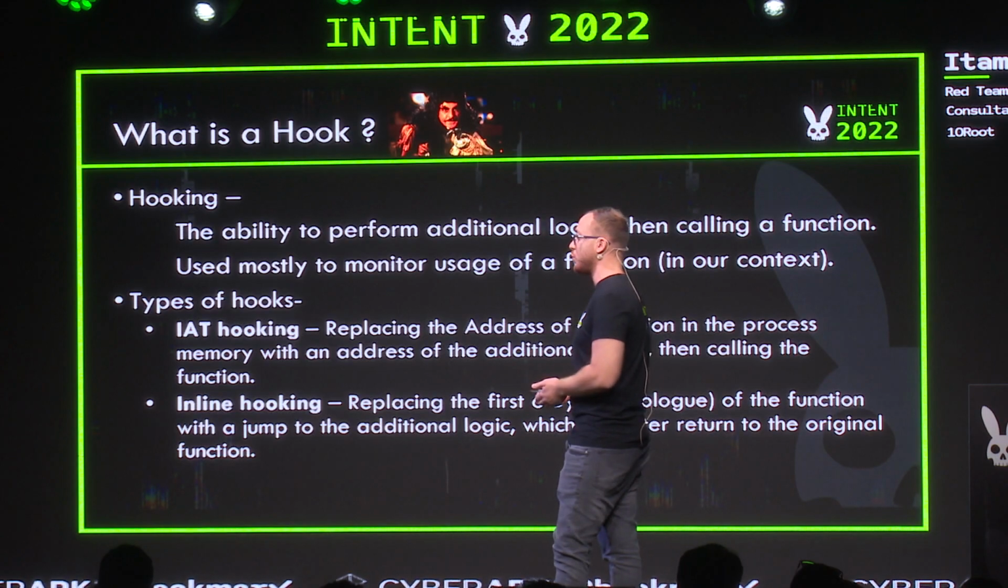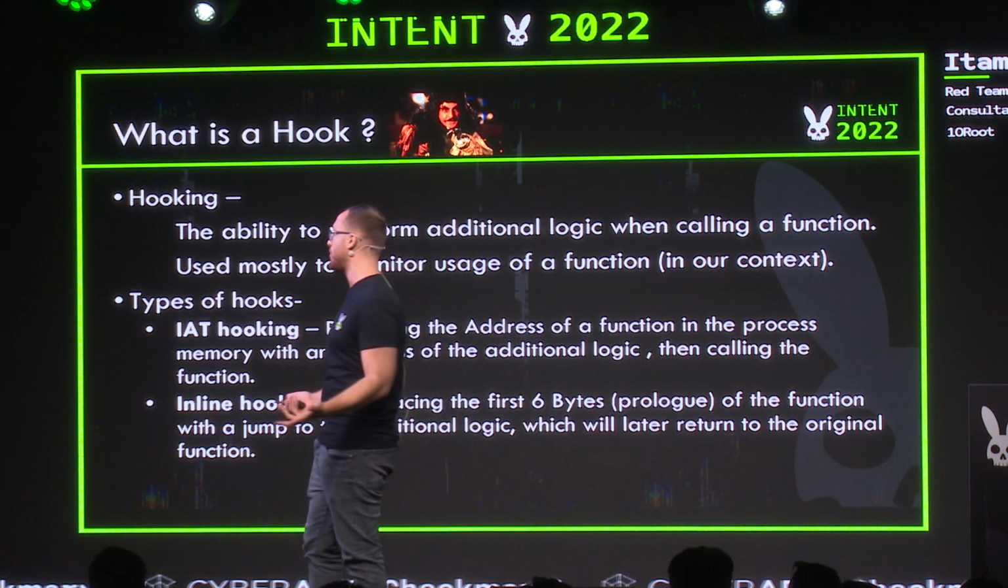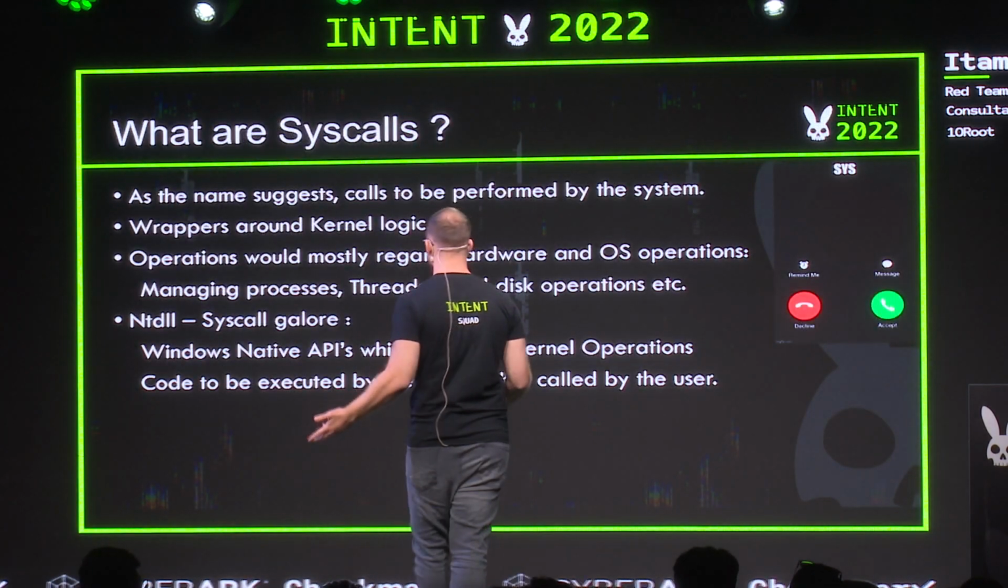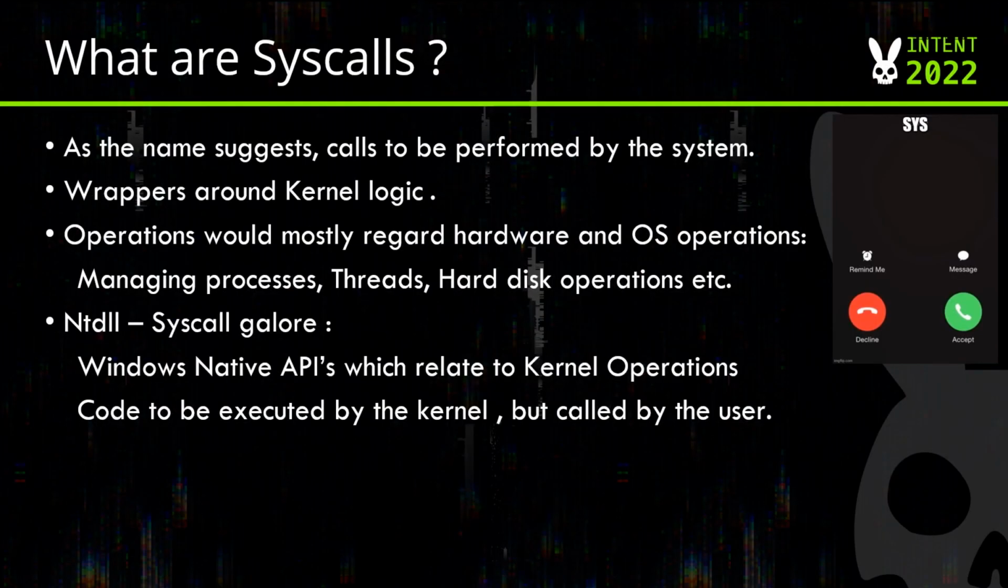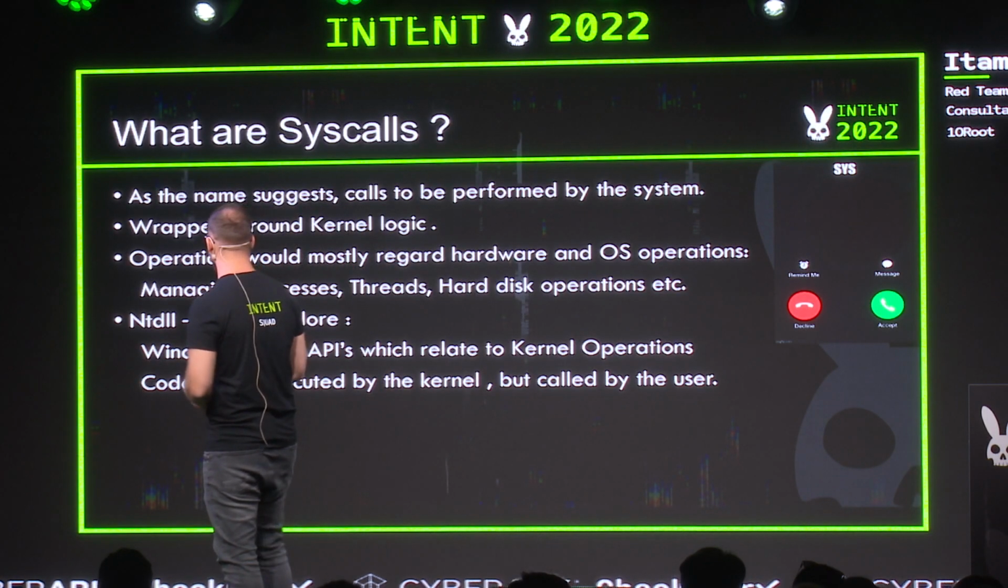Now, to understand what direct syscalls are, we first need to understand what syscalls are. So what is a syscall? As the name suggests, a syscall is a system call. It's a function that is being operated by the system itself. So functionalities that reside in the kernel are wrapped as functions, and we refer to them as syscalls. And naturally, those operations would usually refer to managing processes, threads, memory, etc., or devices.